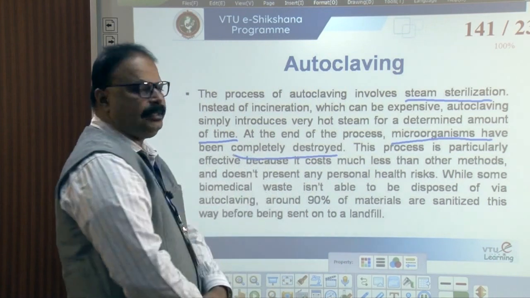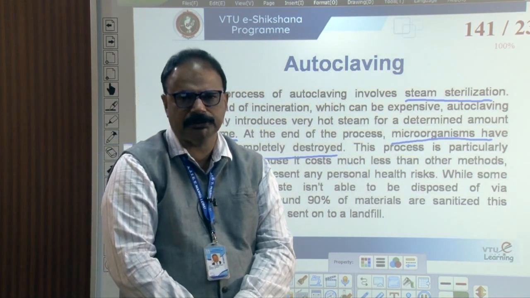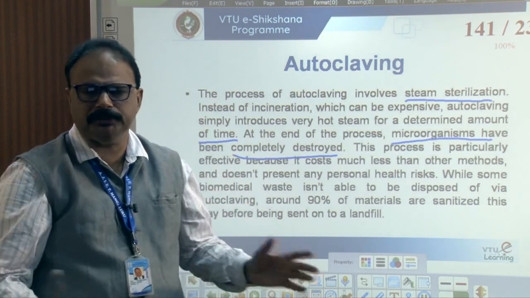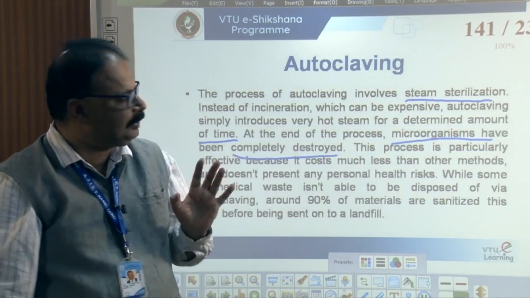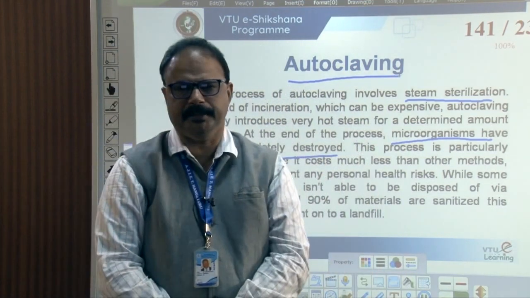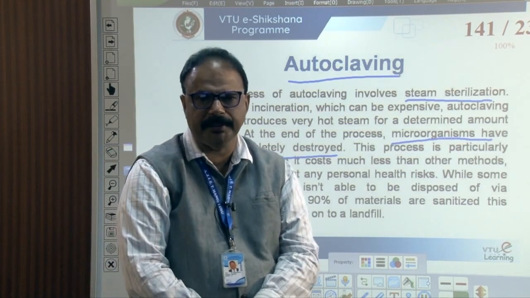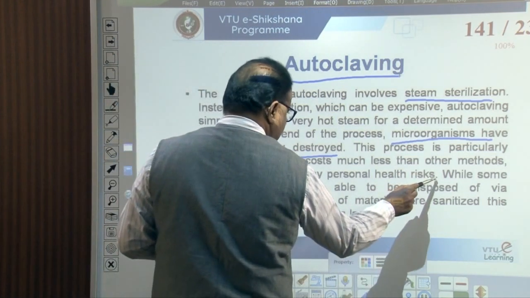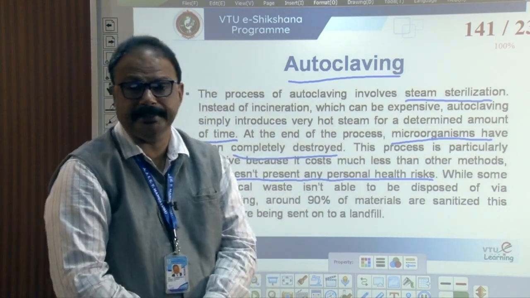Very important. The process is particularly effective because it costs much less than the other methods. Autoclaving is very effective because the cost is less than other methods. This method is less costly and does not present any health risk to those who are working there, or any health risk to others.